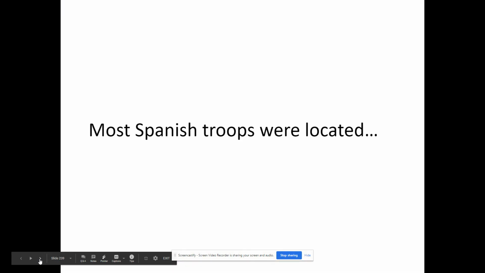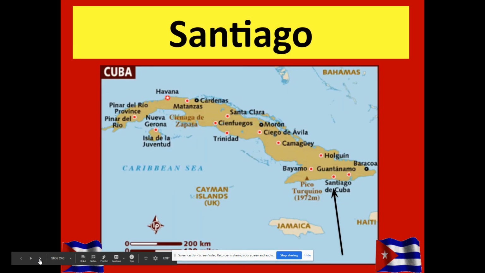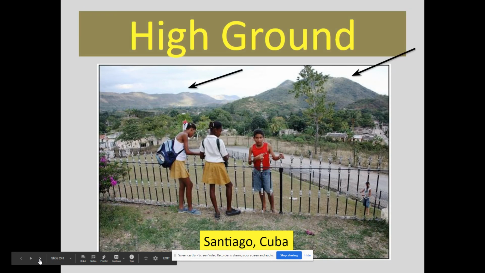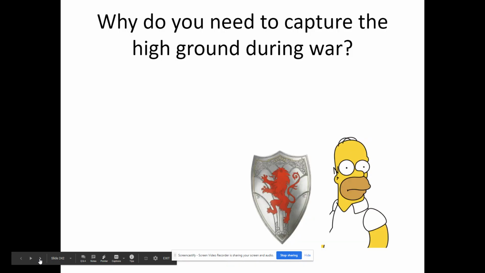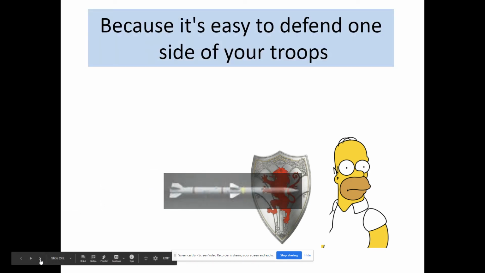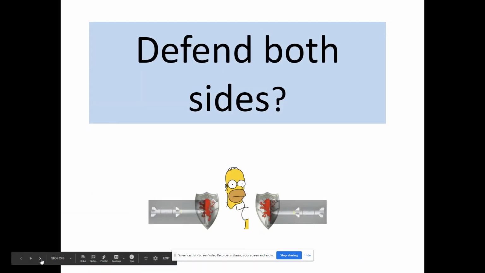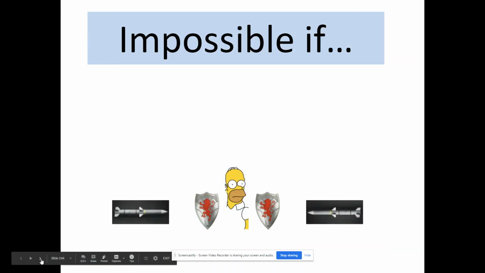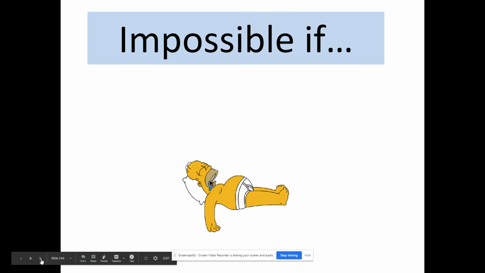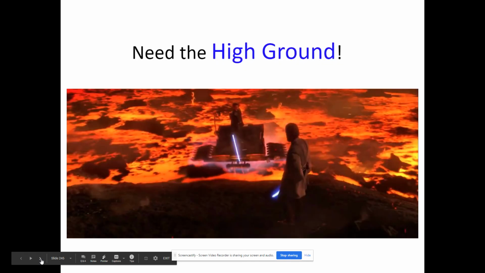Now, more Spanish troops were located, or most of them were on the southern side of the island near Santiago. Now, Santiago is a hilly region, and basically, in war, it's always important to capture the higher ground, because on the higher ground, you can put your artillery and fire down on your enemy. And that gives you a strategic advantage. So you can always block people firing at you from the side. You can even, under some duress, defend yourself from being attacked on both sides. But it's impossible if somebody has the high ground and they can fire from above you. You're just going to lose. And that's entirely what happened.